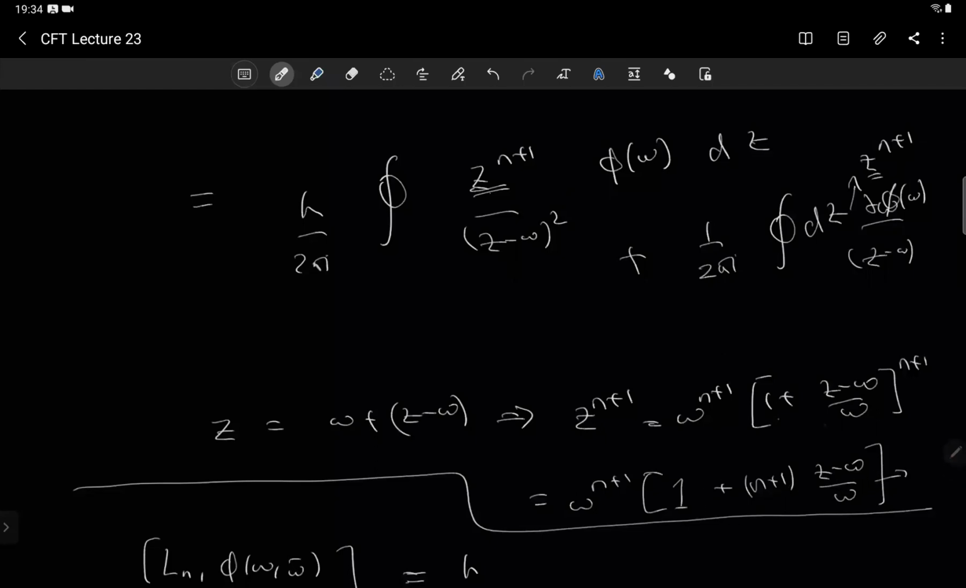So then you will get an omega. So you'll get an omega to the power n, because there's omega to the n plus 1 outside and there's a 1 by omega. So omega to the power n. So you'll get a term omega to the power n times phi omega. That's the first term. And the second term will give you omega to the power n plus 1 times del phi omega.